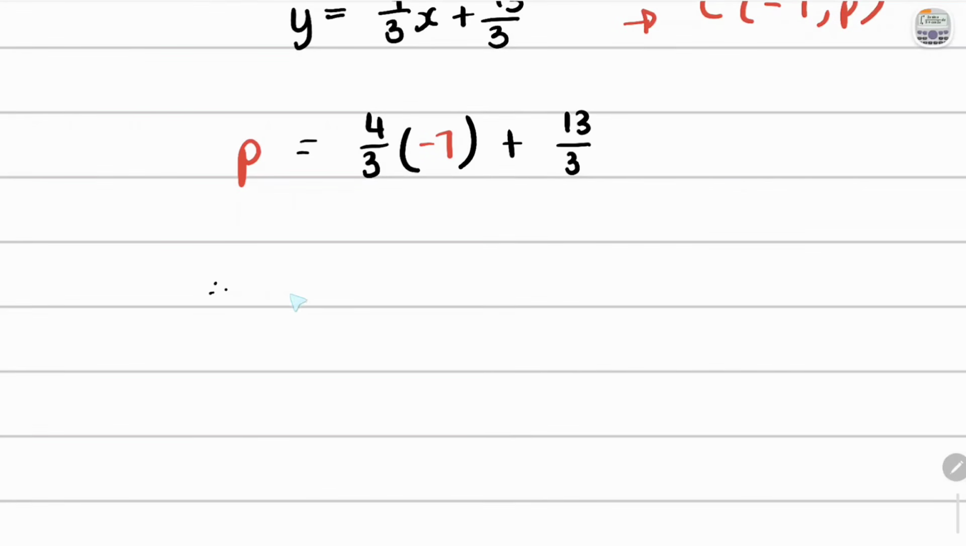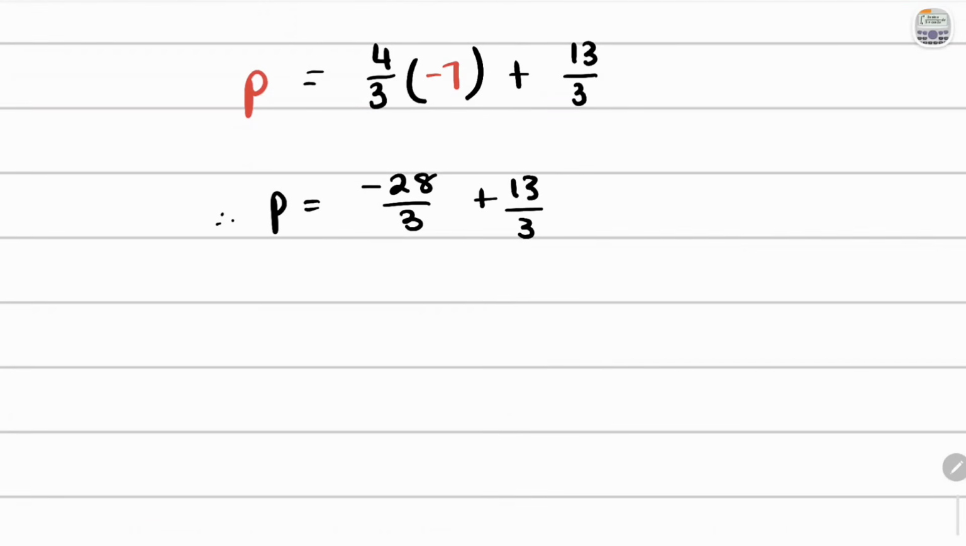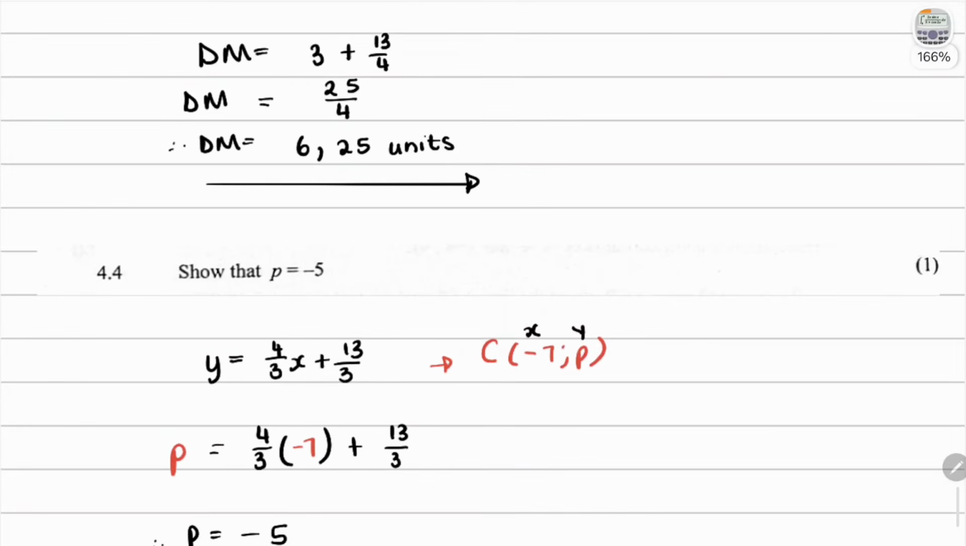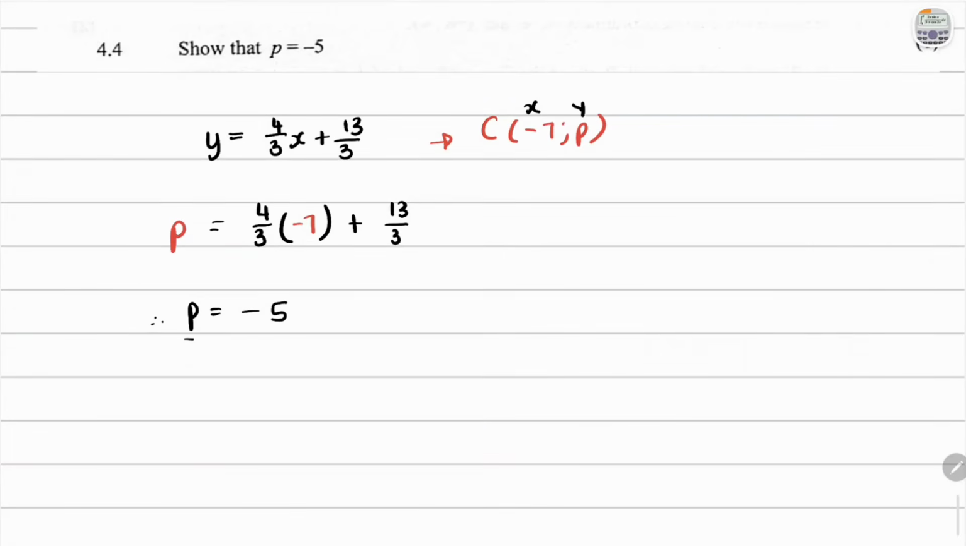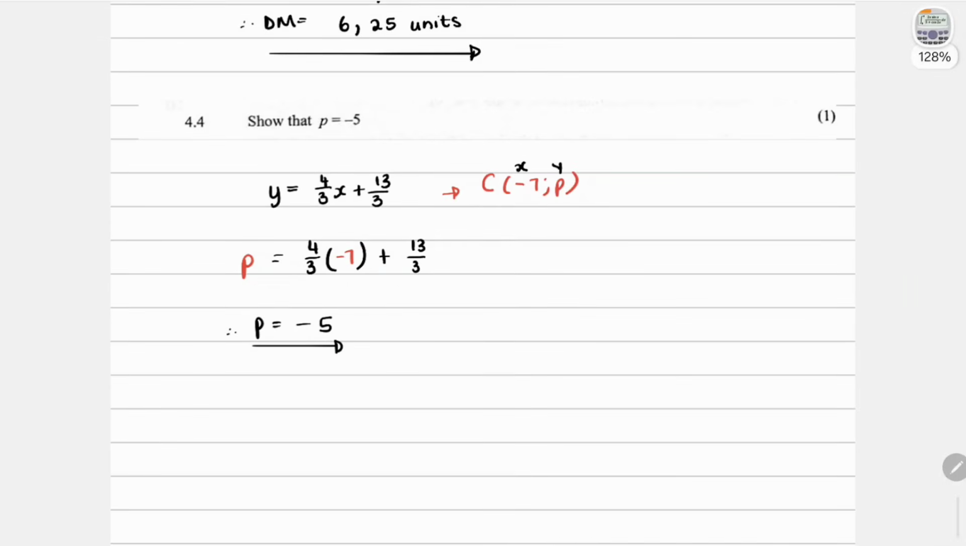So P is finally equal to, since they multiply the numerators, -28/3, and then you're adding with 13. So what is 28 minus 3? And then it's just going to stay negative. Which is 15/3. So it's going to be -15/3. -15 divided by 3 gives you -5. So there we go. And that is what they asked us to prove, that P was equal to -5, and it really is. Moving on to the next question.